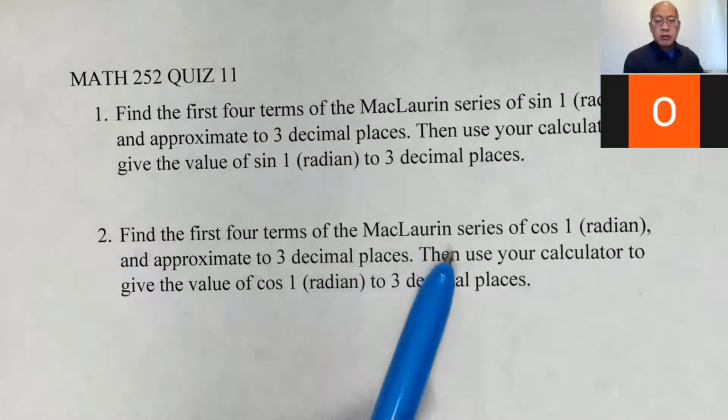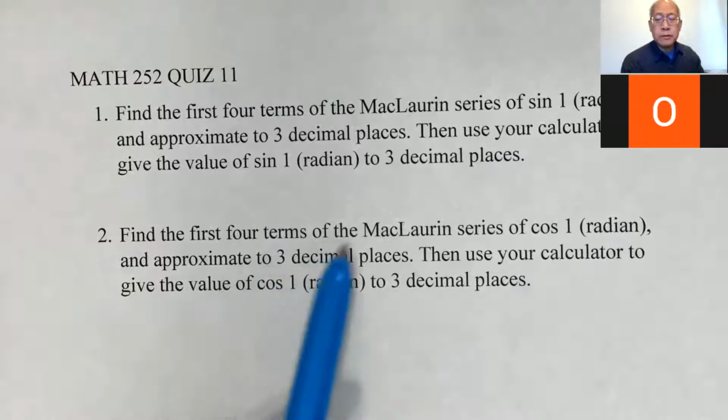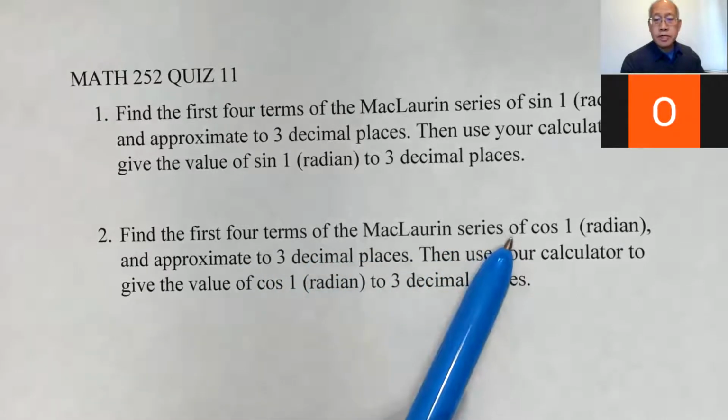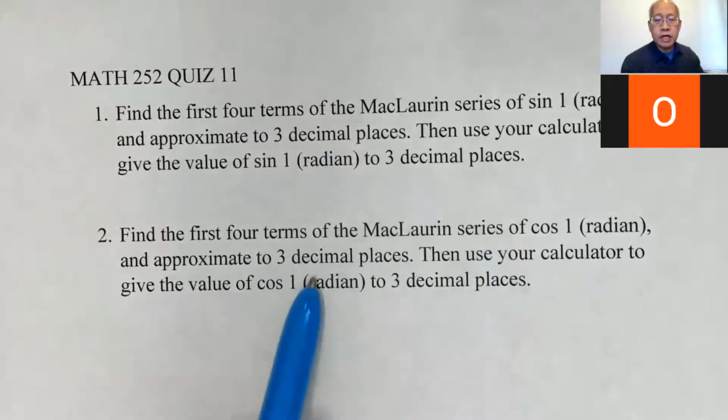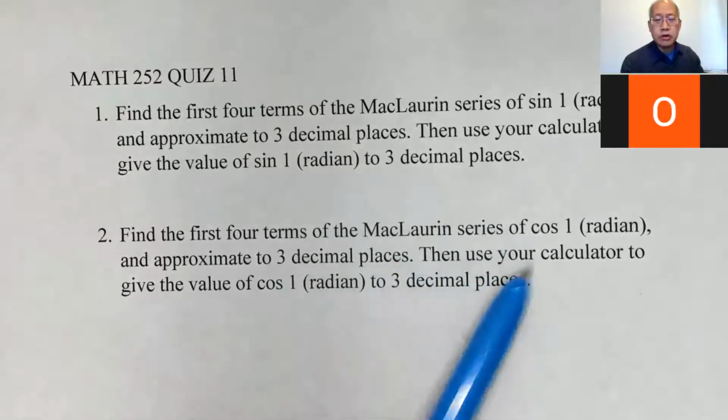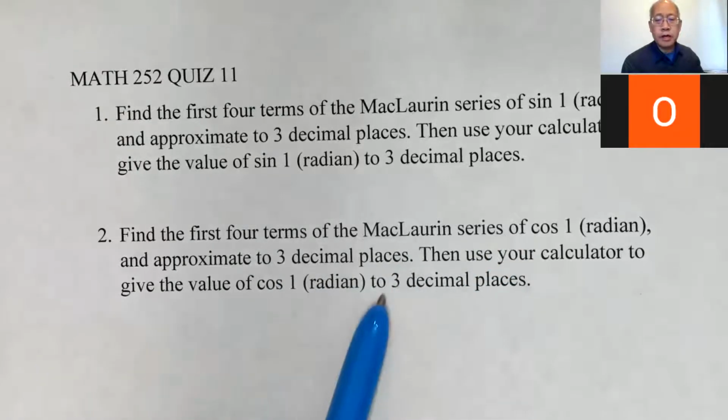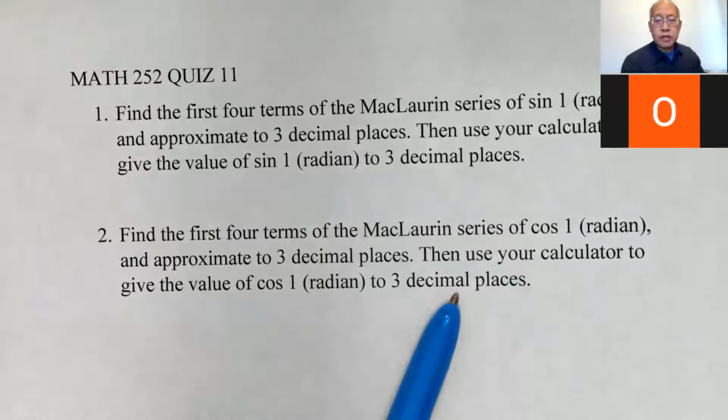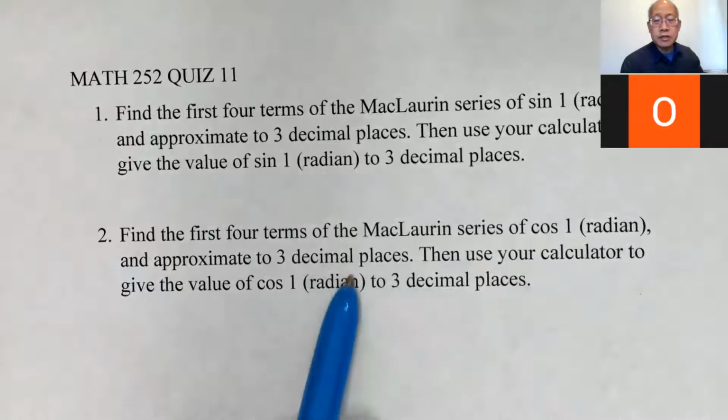Okay, and so use the first four terms of the Maclaurin series to estimate cosine of 1 radian to 3 decimal places. Then separately use your calculator to give the value of cosine of 1 radian to 3 decimal places. Once again, if you do it the right way, you should get the same answer. Very easy quiz. Okay, so I guess that's my Thanksgiving present to you guys, right?